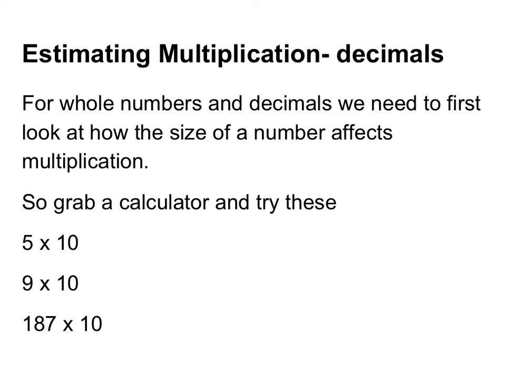Okay, so let's now talk about estimating multiplication. So we're going to first do estimating with decimals in decimal form. So for whole numbers and decimals, we first need to look at how the size of the number affects multiplication. So we're going to focus on the tens. So multiplying by 10, dividing by 10, that's really going to help us figure out how big these are.